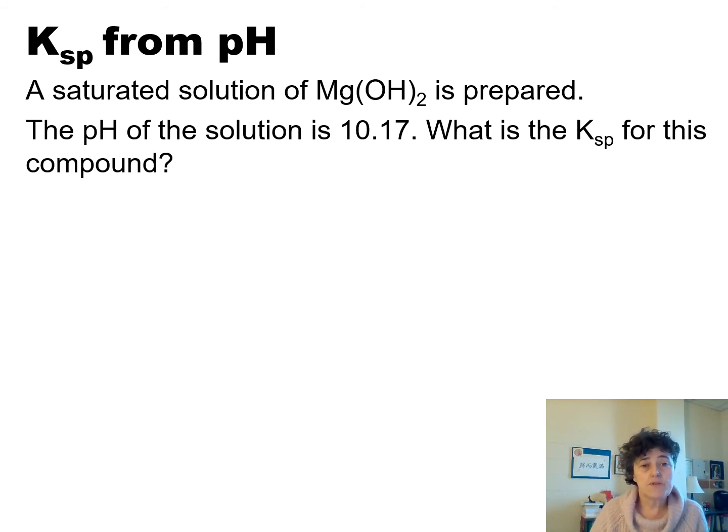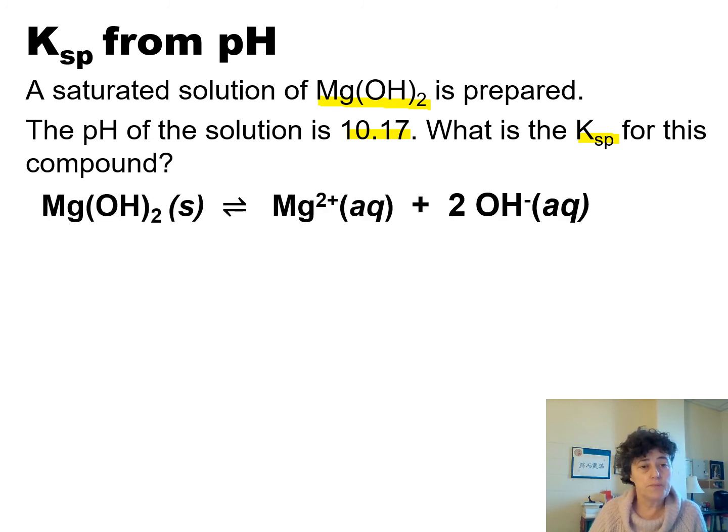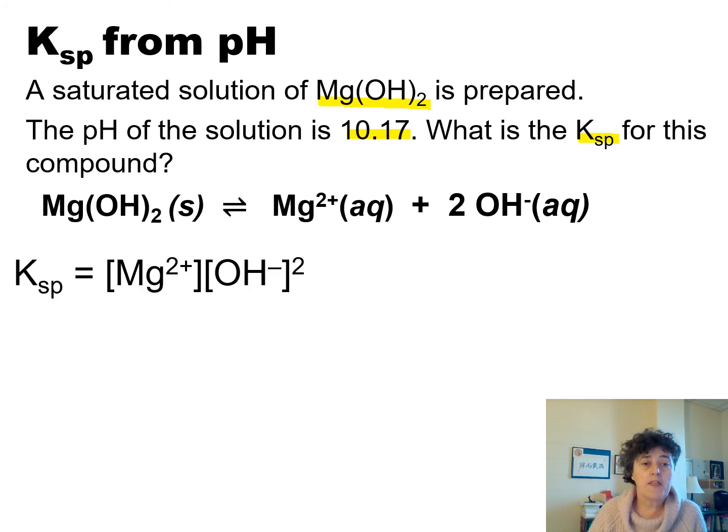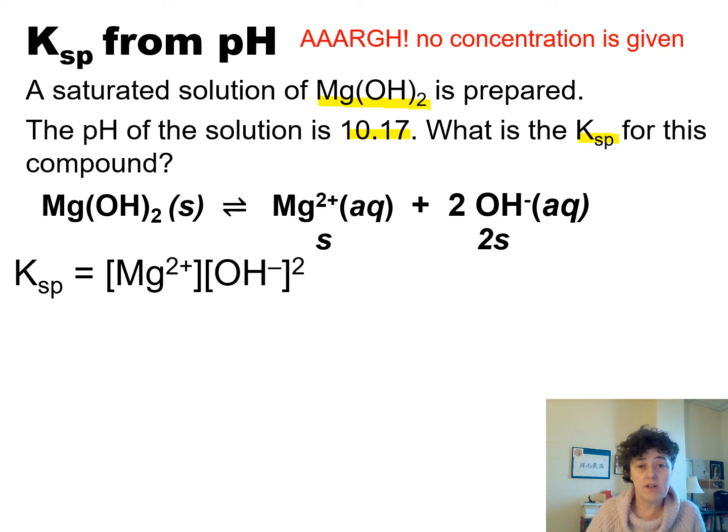You have a saturated solution of magnesium hydroxide, and you're given the pH, and so that can be a little confusing at the beginning. You need to calculate the Ksp. So we start as usual writing the reaction for the dissociation of magnesium hydroxide. The Ksp would look like that, so nothing particularly new now. The problem is that it looks like they are not giving you the concentration, so you don't have the numbers to work with, but you are given the pH.